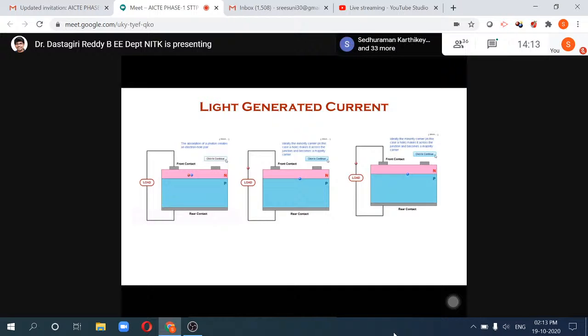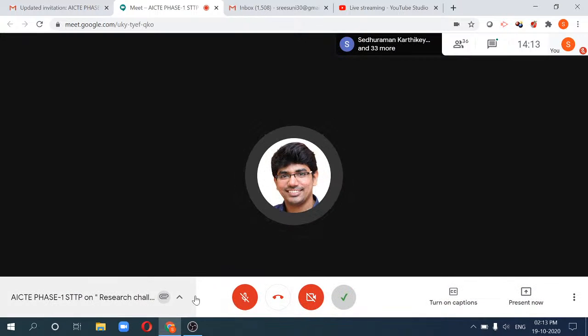Now there will be a lot of carrier generation happening, but where exactly the generation should happen so that you can easily separate them? This particular graph tells you where this generation should happen.